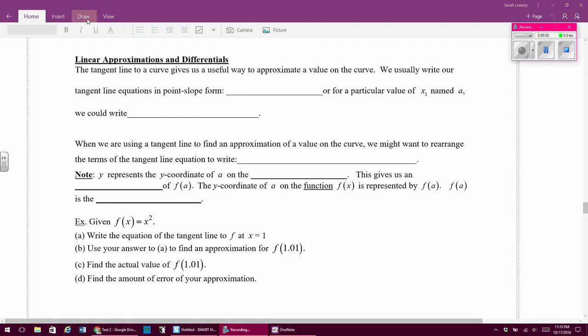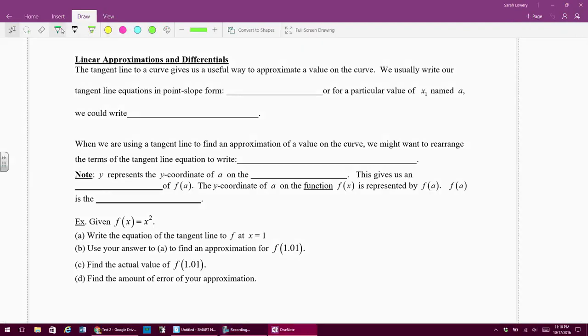Okay, so I want to start off with this idea of talking about a tangent line. We're going to do this thing called linear approximations, okay? So here's what we know about a tangent line so far. We know that if I have this curve, I'm going to be able to attach a tangent line at one point. Now, what's kind of interesting about a tangent line is that it does more than tell you the slope at that point. It also gives us a useful way to approximate a value on the curve.